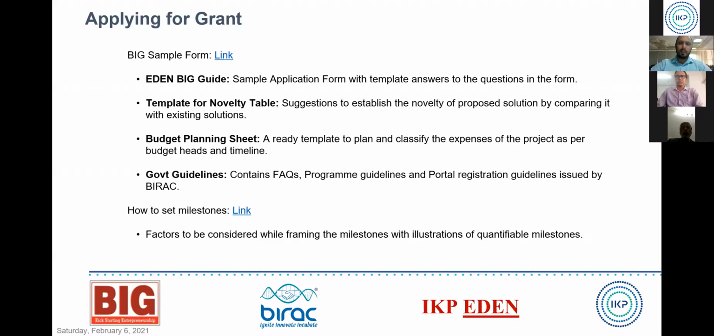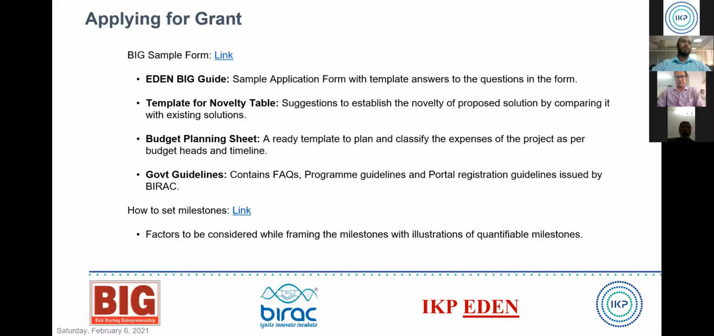Then there is a budget planning sheet. It is a ready template, a spreadsheet. It will help you plan the expenses of your 18 months of the BIG program month on month, and classify each expense as per the budget heads. So this will help you plan your project properly and ensure that the grant sum that you are receiving is utilized in the best possible manner.